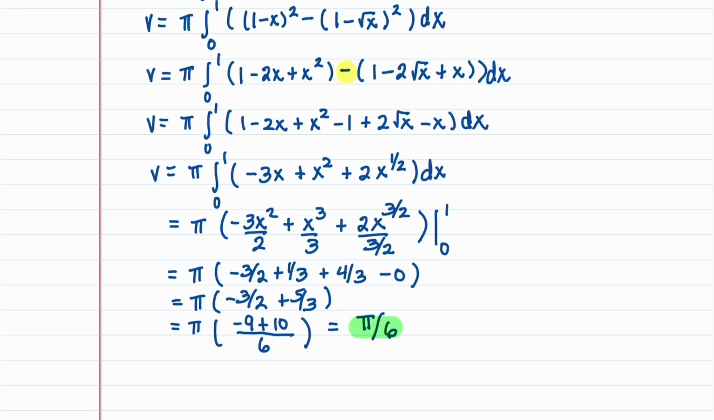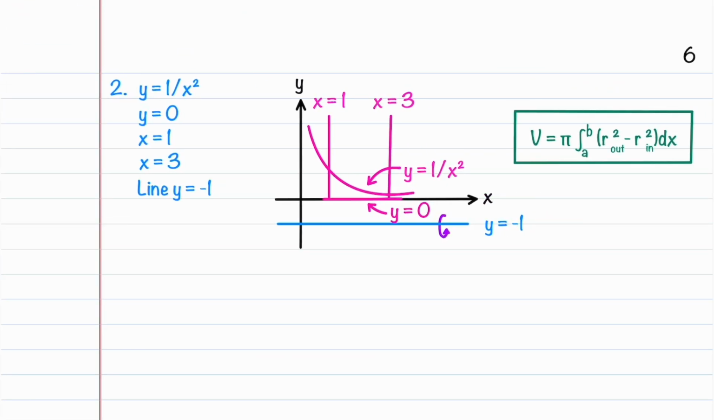Let's now look at our second example. In this example, we have a region that we are rotating about a line y is equal to -1, and our line lies below the region. I went ahead and graphed all 4 of these curves, and the region that we are going to be revolving is the region that is the intersection of all of these curves, and it looks like this.